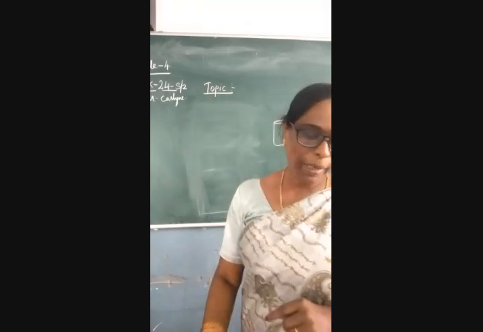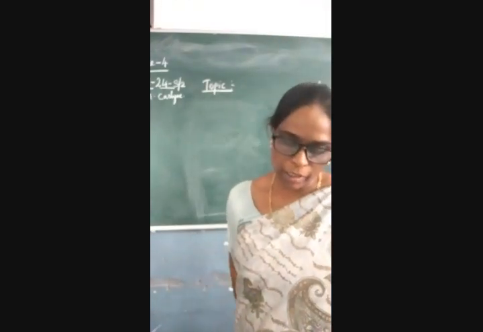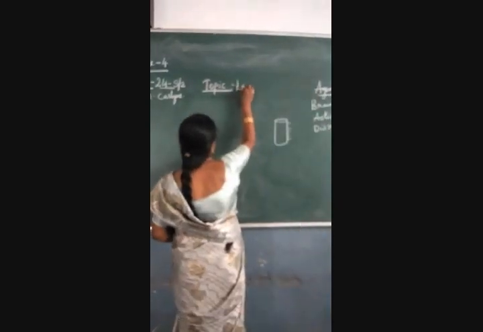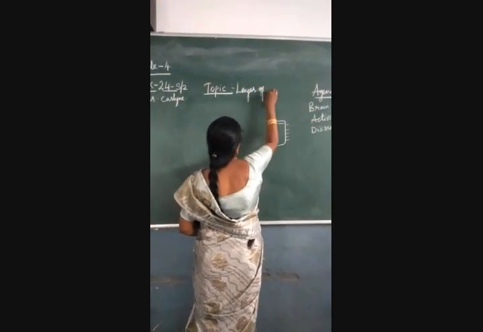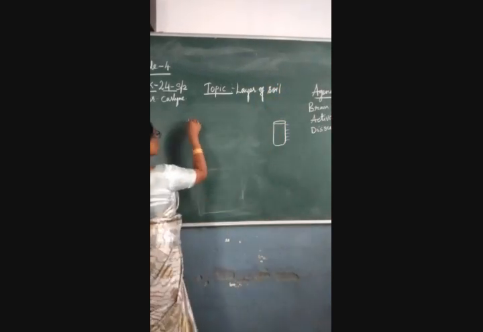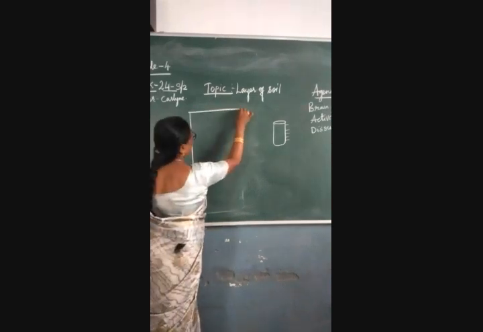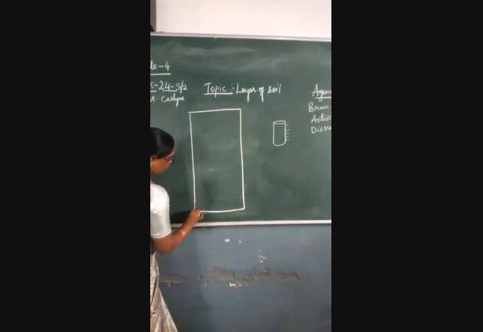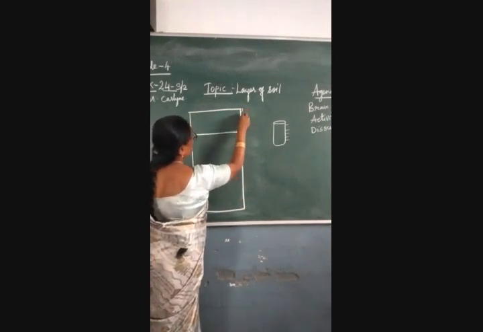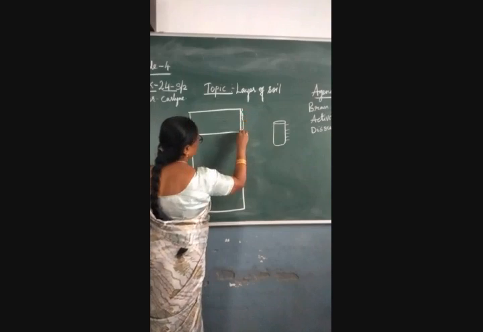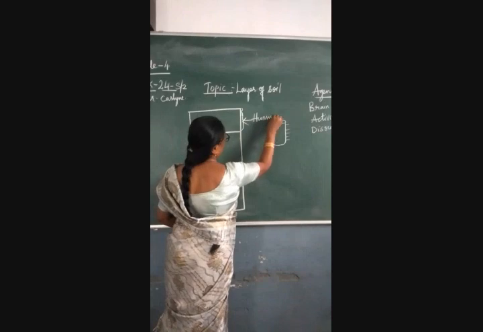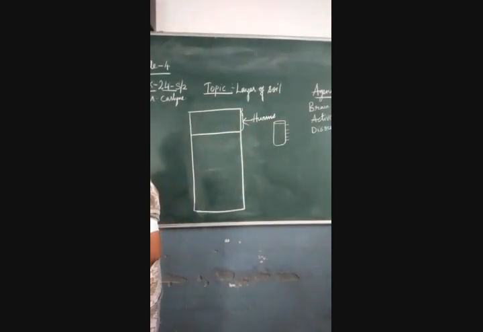So today's topic is layers of soil. Soil is made up of different layers. When you see here, you can observe very carefully, isn't it? When you see the first layer, it is called humus. The first layer is called humus, right?